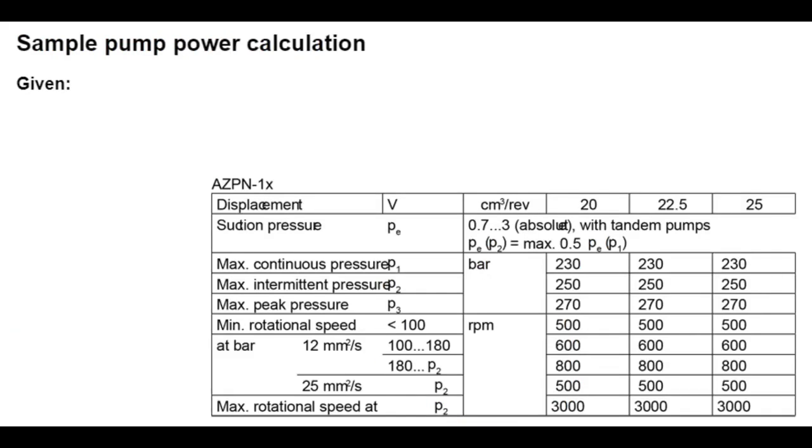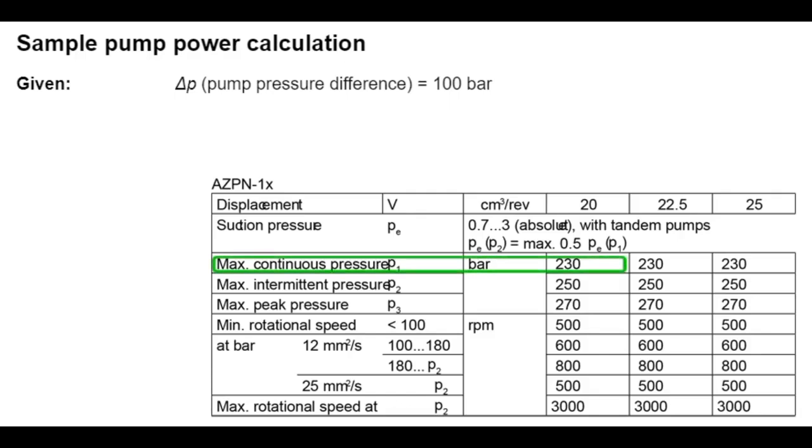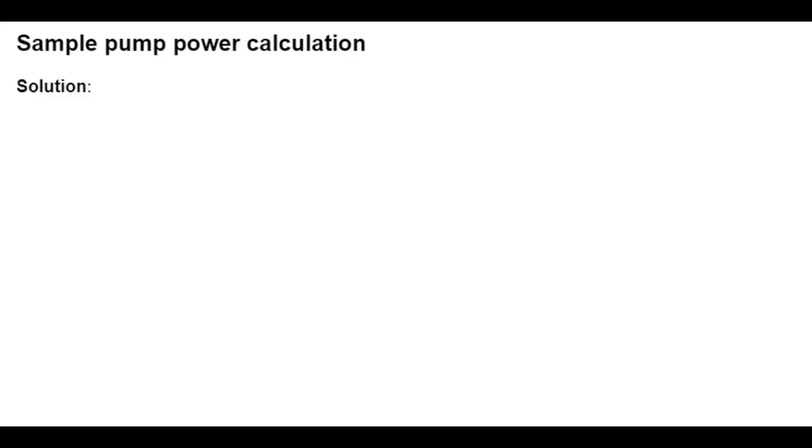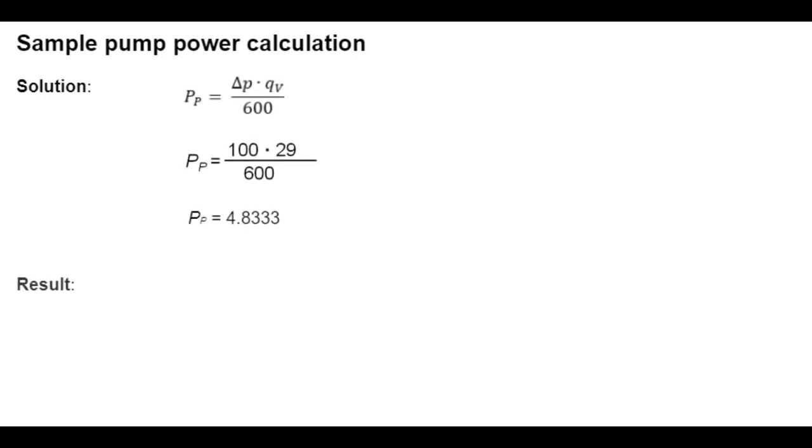We continue with the sample calculation for pump flow. According to the pump's datasheet, the maximum continuous pressure is around 230 bar. We have calculated the pump flow to be 29 liters per minute. We want to find the hydraulic pump power in kilowatts. We use the numerical equation for the solution. The result is approximately 4.83 kilowatts.